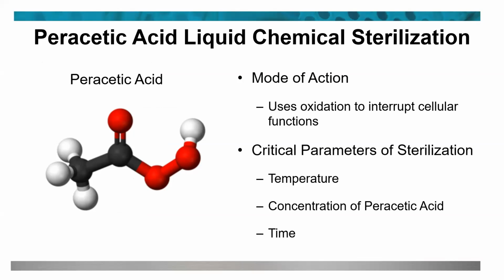Like any other kind of chemical sterilization process that we talk about, you're looking at your 3 parameters of temperature, the concentration of the peracetic acid, and the time. Also, anytime that you are handling any of these, because they are chemicals, we do want to make sure that we are wearing gloves so that we don't get any kind of chemical burns or anything.